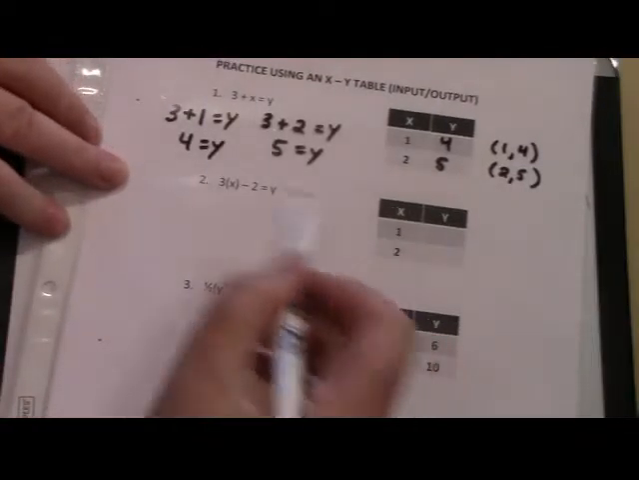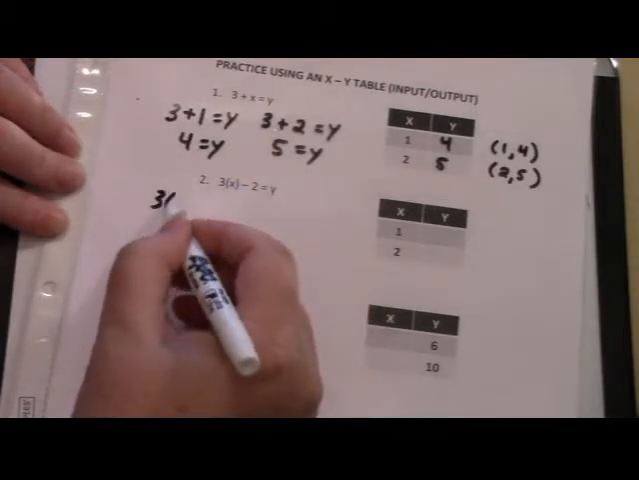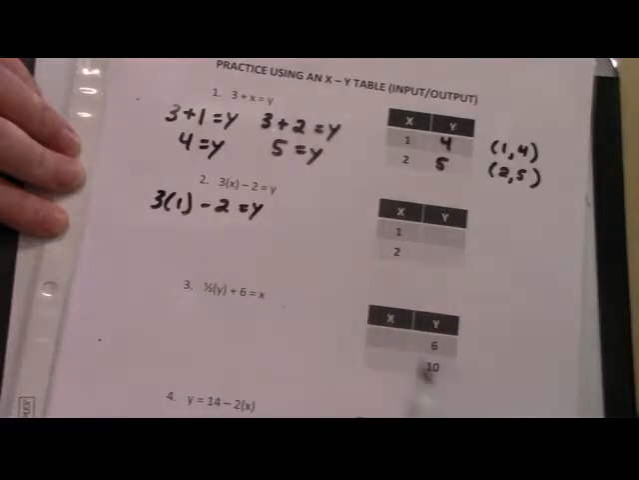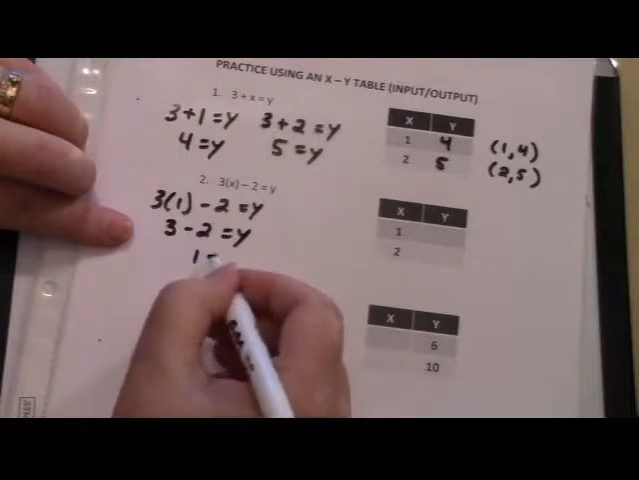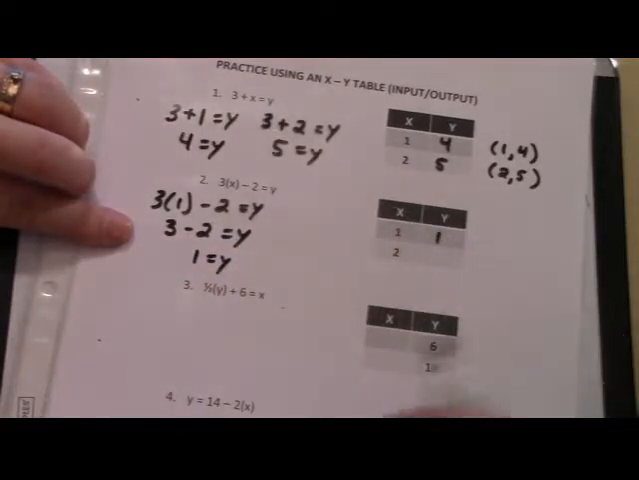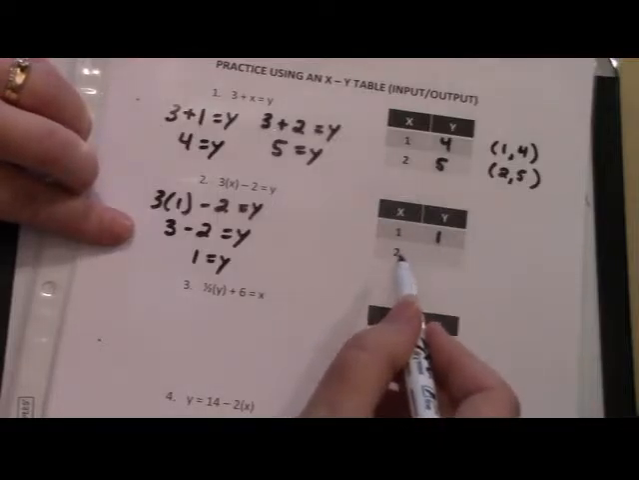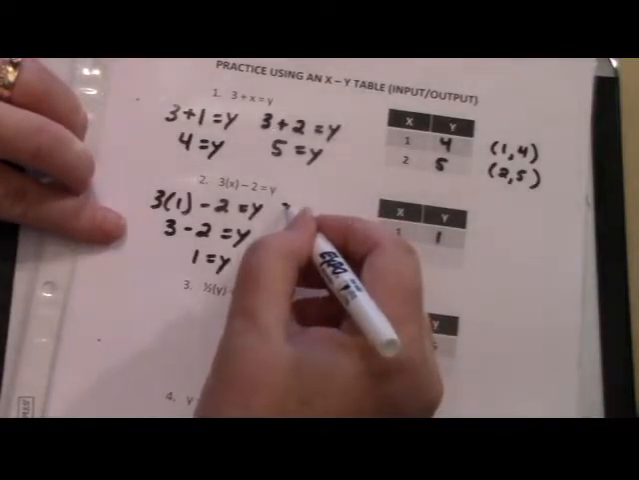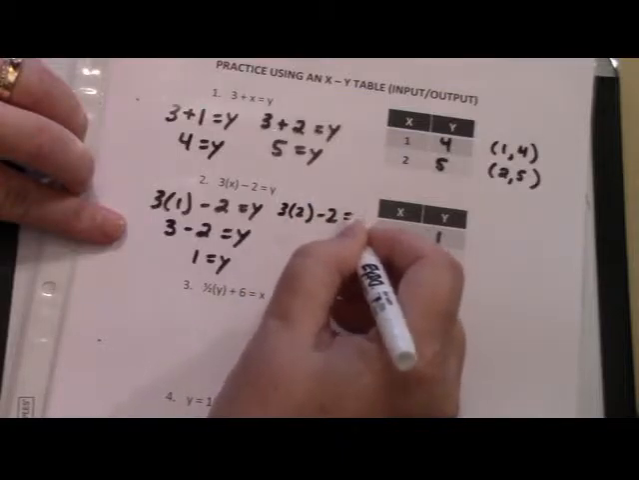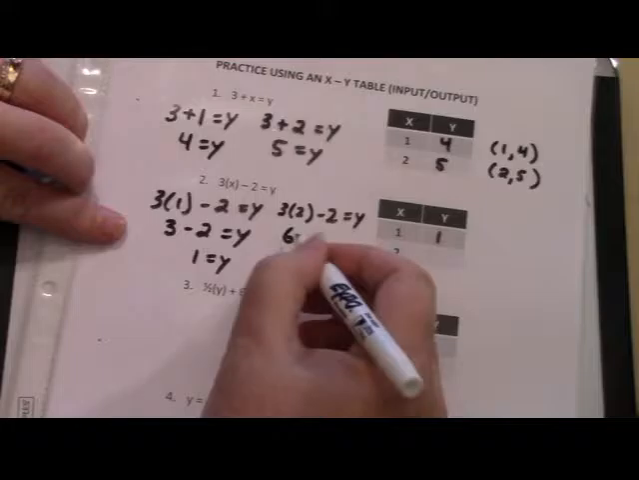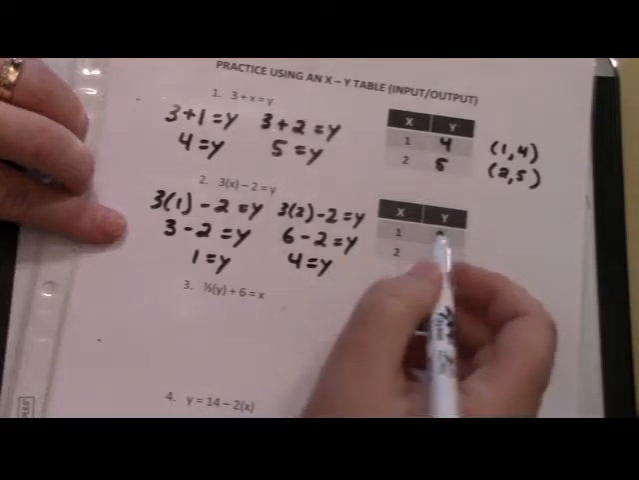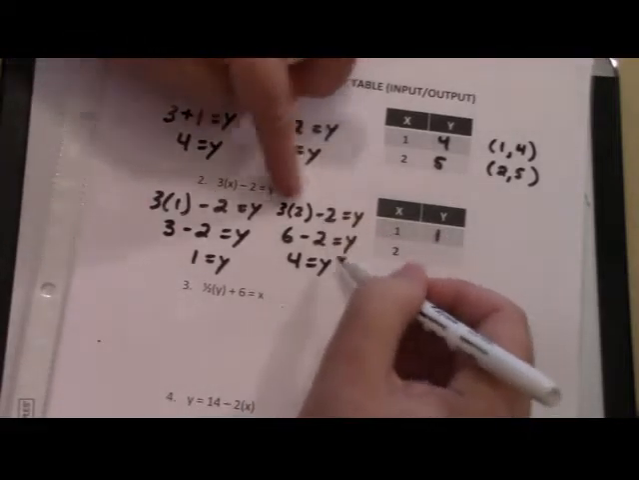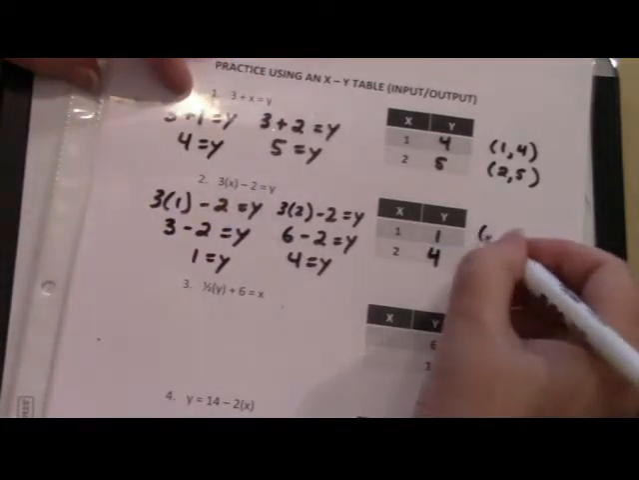Number 2, when x is 1, let's substitute 1 in. 3 times 1 minus 2 equals y. 3 times 1 is 3, minus 2 equals y. 3 minus 2 is 1. So when x is 1, y is 1 also. What happens when x is 2? Well, let's substitute that in. 3 times 2 minus 2 equals y. 3 times 2 is 6. 6 minus 2 equals y. 6 minus 2 is 4. So when x is 2, y is going to equal 4. I now have 2 coordinates to plot.